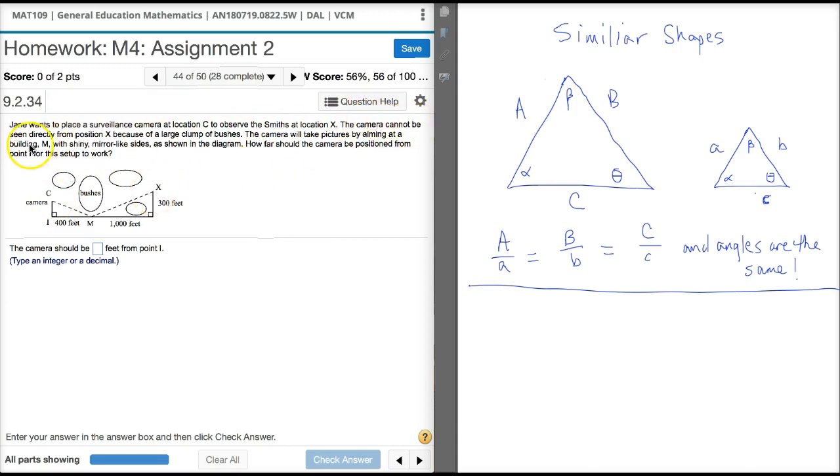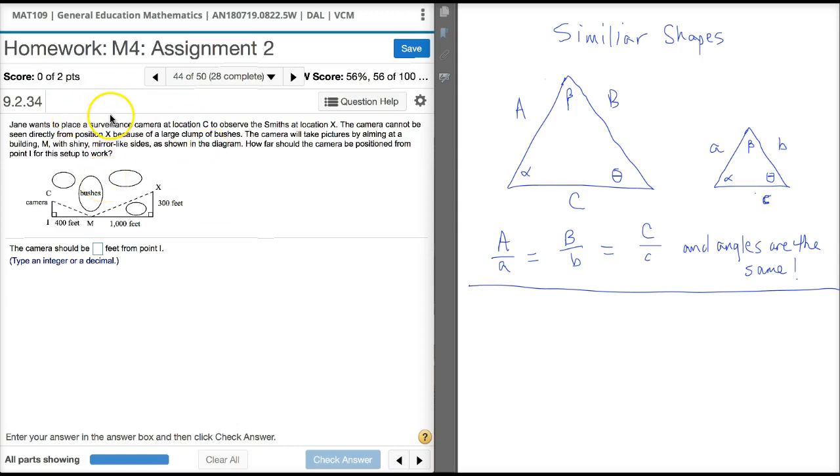The camera cannot be seen directly from position X here because of a large clump of bushes that are right here. The camera will take pictures by aiming at a building, which is right here, with the shiny mirror-like sides. So in other words, they're going to get a reflection of whatever they see over here and just take pictures there, as shown in the diagram. How far should the camera be positioned from point I? In other words, how far should it be from here? So what is this particular distance here for this setup to work?